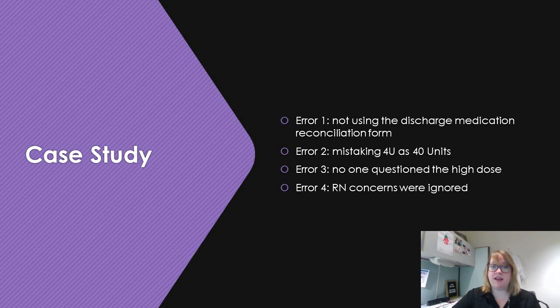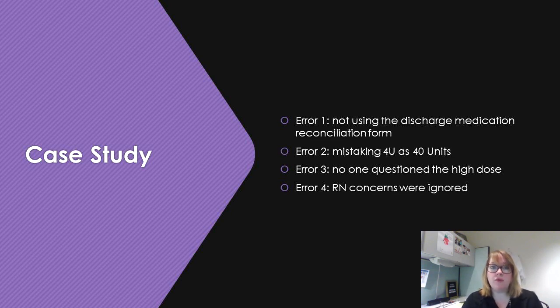So going back to our case study on our patient, there were a number of errors that occurred that led to that patient getting the wrong dose of insulin and getting harmed. The first error was the discharging physician not using the medication reconciliation form. So that caused him to write out the medication, which then led to error 2, which was writing 4U for 4 units instead of writing it out like it would have been on the form. And then the admitting physician read the 4U wrong as 40, which is why abbreviations like that are not supposed to be used.